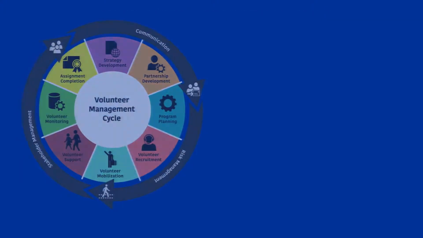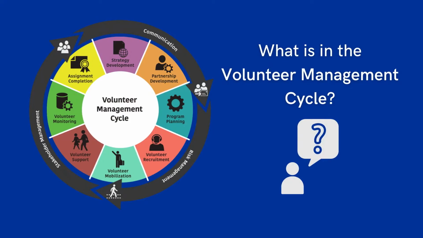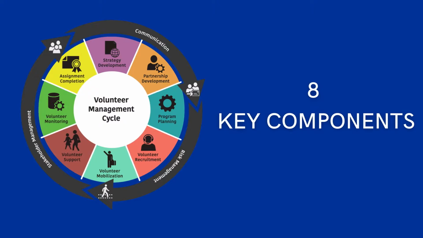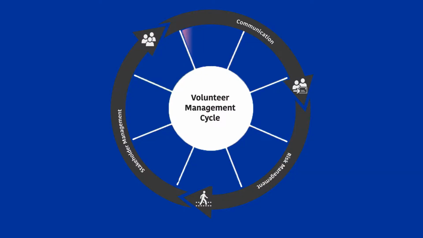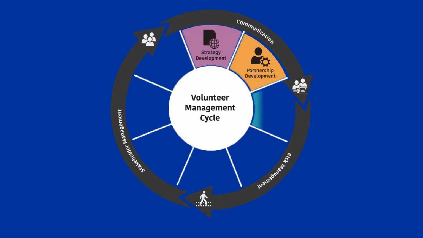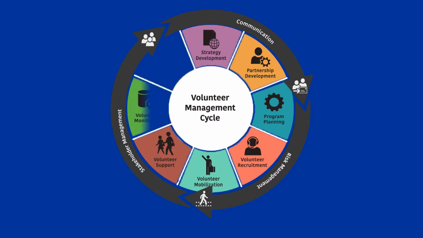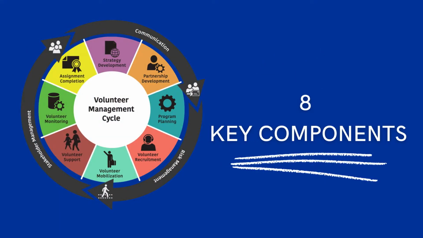So, what's in the volunteer management cycle? The VMS cycle is composed of 8 key components, namely strategy development, partnership development, program planning, volunteer recruitment, volunteer mobilization, volunteer support, volunteer monitoring, assignment completion. Let's discuss them one by one.